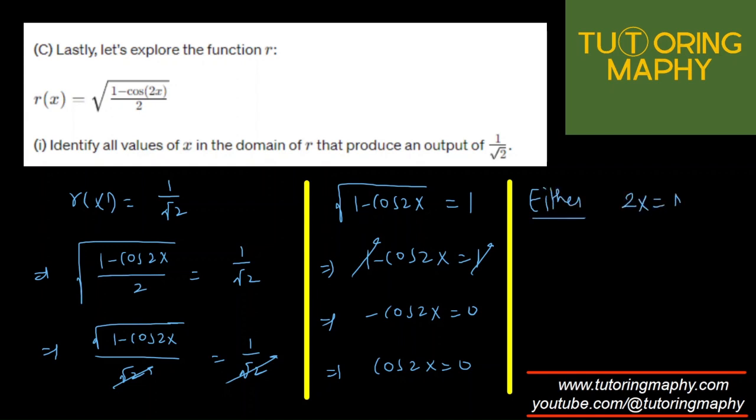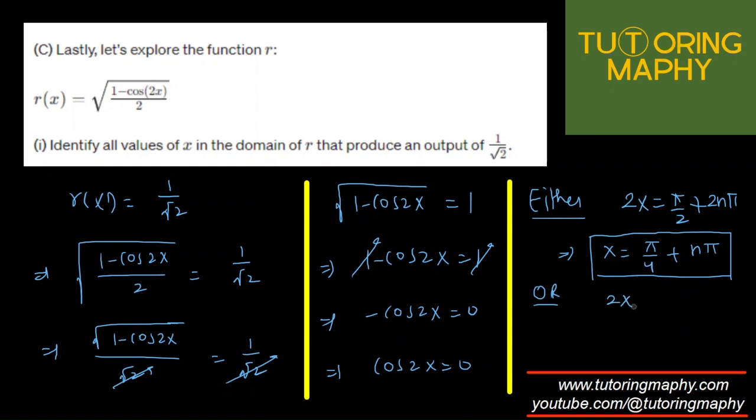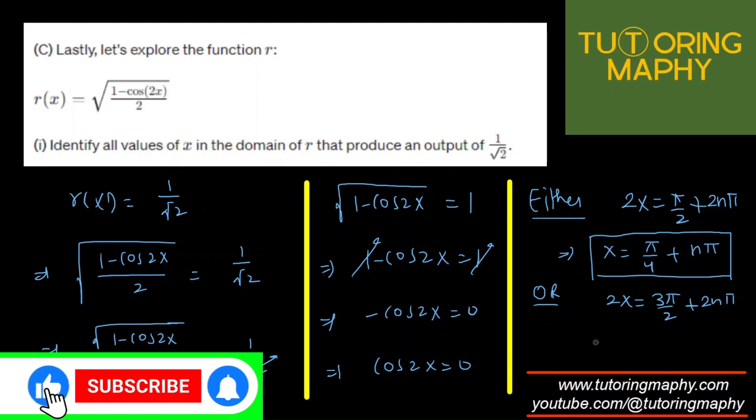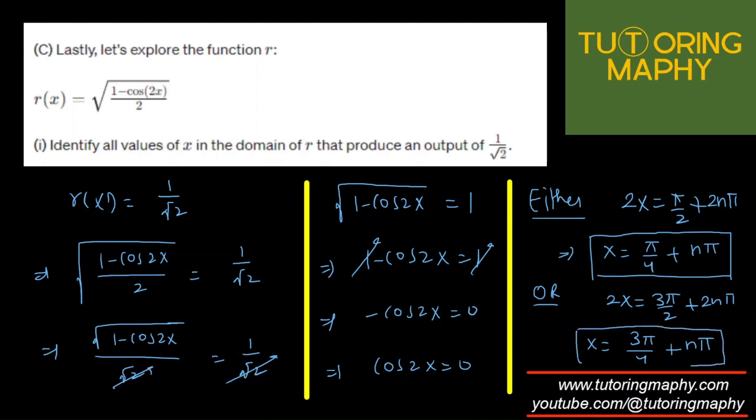2x is equal to pi over 2, and to find the general solution we just add 2 n pi, or 2k pi, whatever you like, and n is just an integer. Dividing both sides by 2, we will have the first general solution as pi over 4 plus n pi. Or the other solution can be when 2x is equal to 3 pi over 2 plus 2n pi. So once again, dividing both sides by 2 will give us 3 pi over 4 plus n pi. That is another value for x.